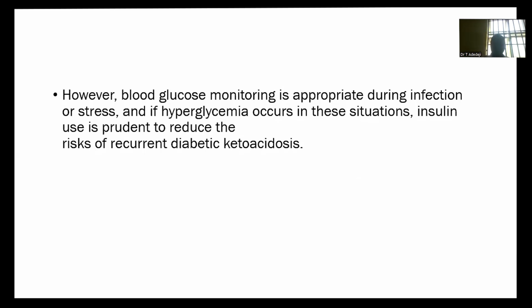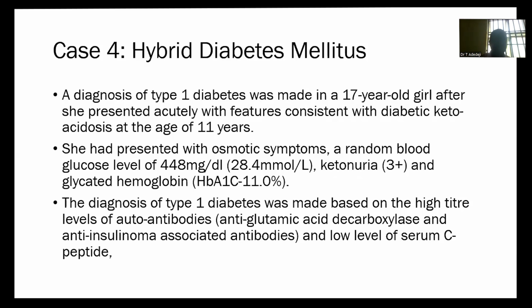However, blood glucose monitoring is appropriate during a period of stress or when any of the factors related to it are noted, and this will be carried on as appropriate for preventive reasons. Now, the final case is what is called hybrid diabetes mellitus. Now, a diagnosis of type 1 diabetes was made in a particular case of a 17-year-old girl.